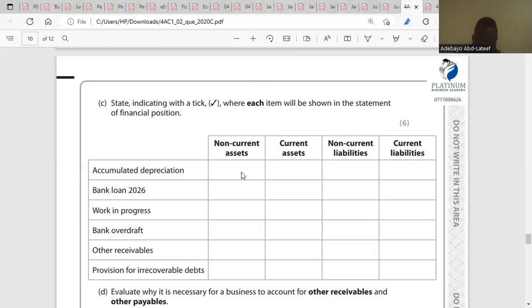Is it clear? Yes, it is. So the first one is non-current assets. Accumulated depreciation is a non-current asset. You record it there. Okay. And we have the bank loan.